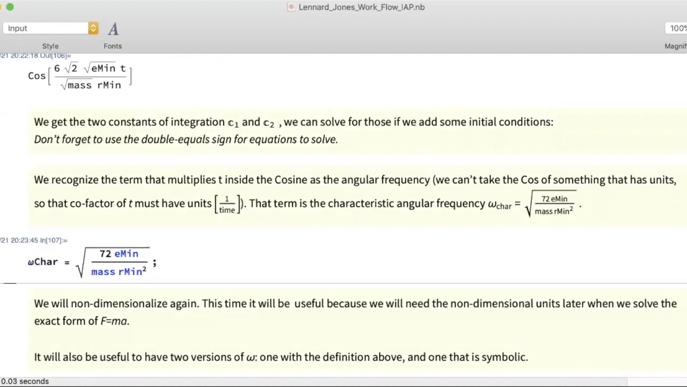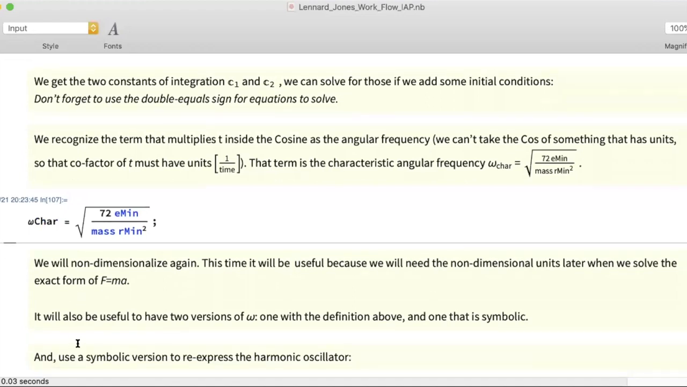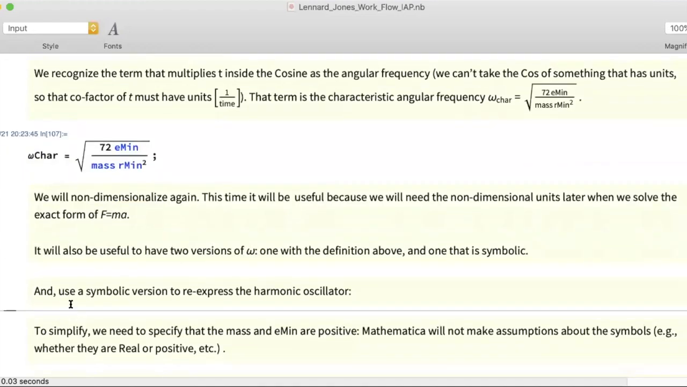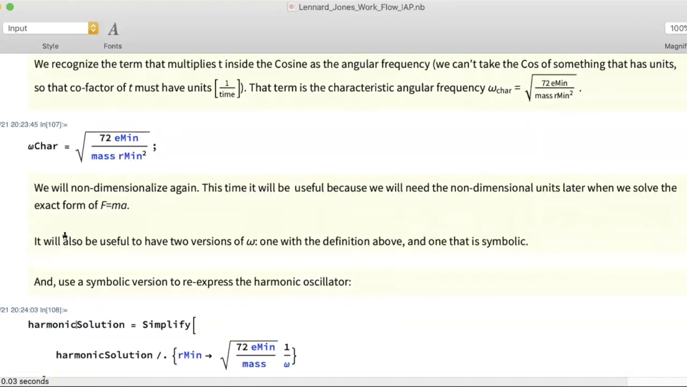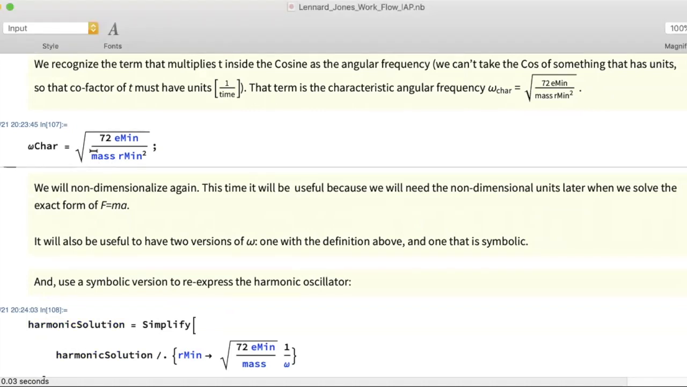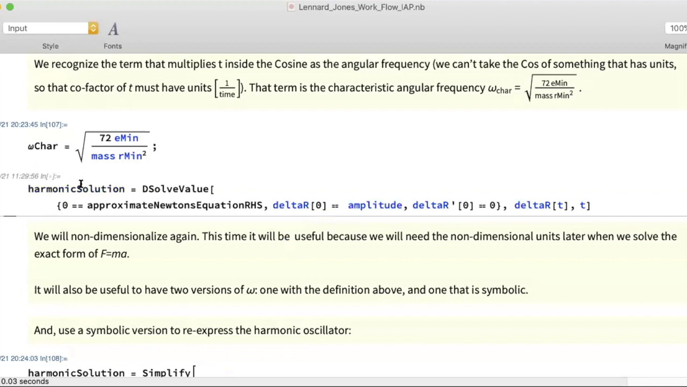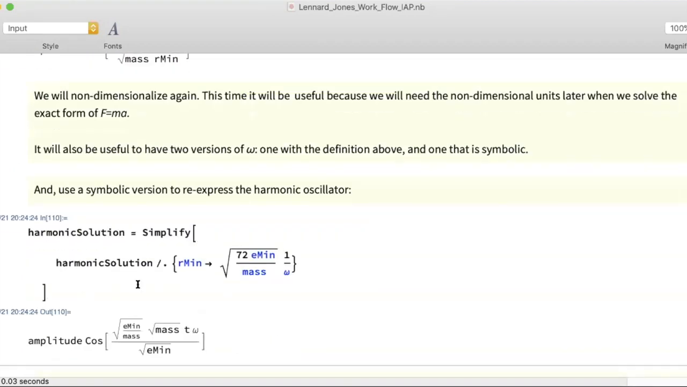So I've defined this term, and what I'm going to do is define my harmonic solution. Oops, I didn't evaluate this one. So here's my harmonic solution in terms of an amplitude and an initial velocity being equal to 0. And I'm going to take this and simplify it.